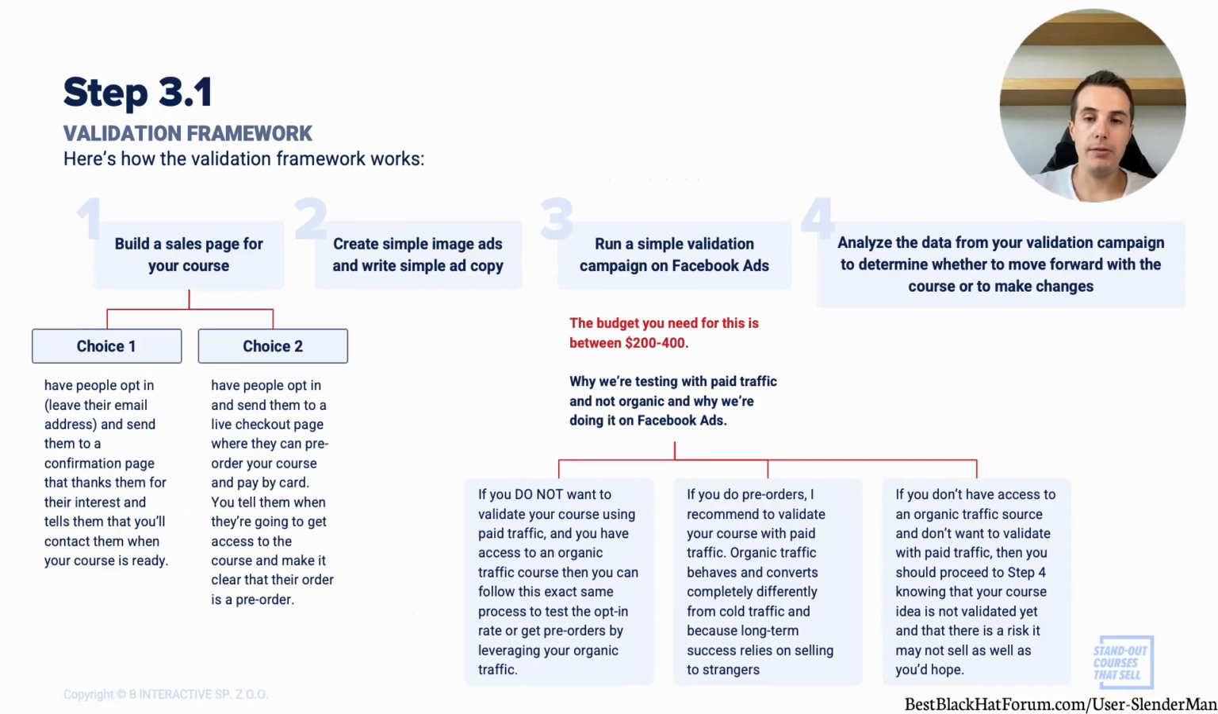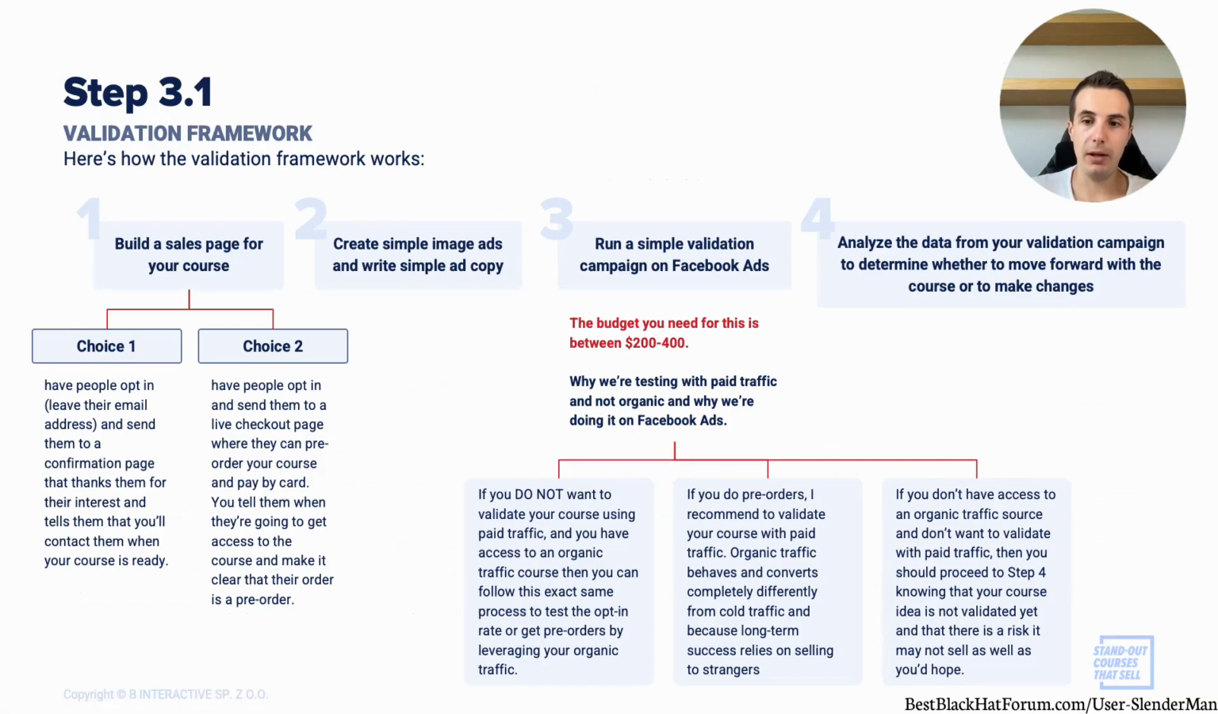Choice number 1 is you have people opt in, which basically means you have people leave their email address, and you send those people to a confirmation page that thanks them for their interest and tells them that you will contact them when your course is ready. If you choose this option, then we're going to be focusing on tracking your opt-in rate. So it's going to be the percentage of people leaving their email address on your page. And we're going to use this metric to calculate your conversion rate and possible return on ad spend by using the profitability calculator. That's one of the bonuses to this course.